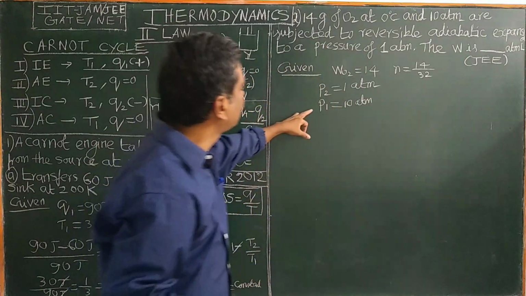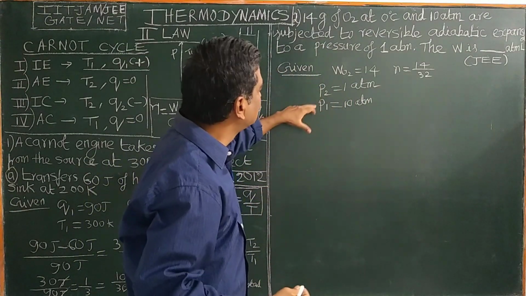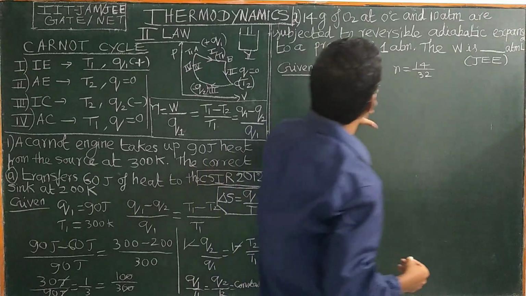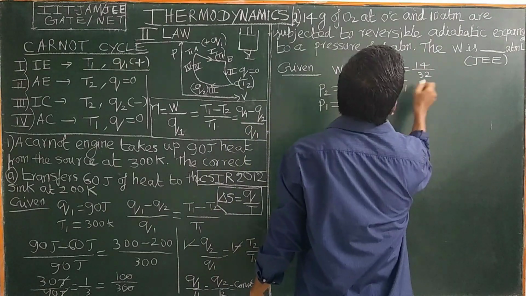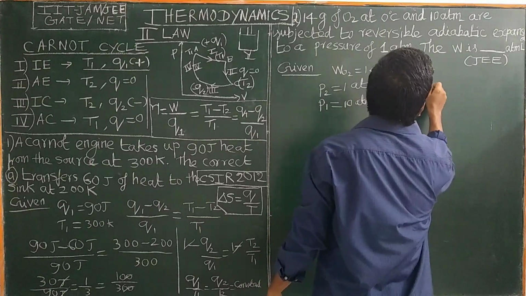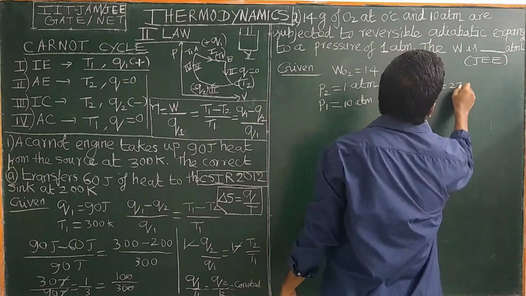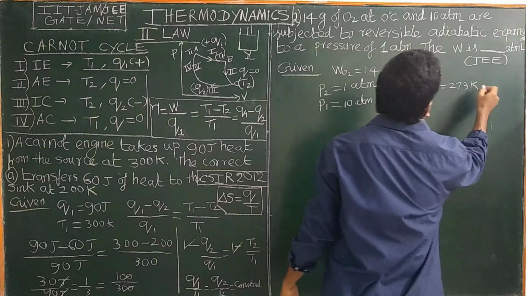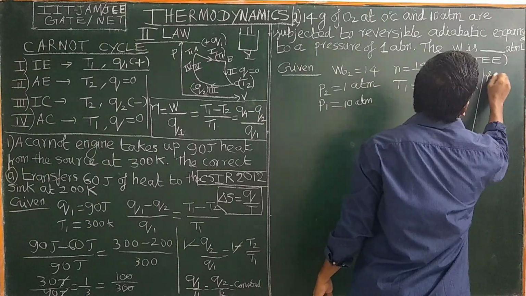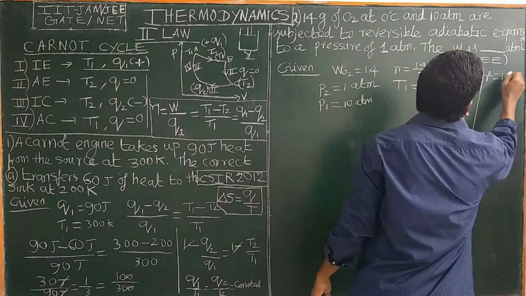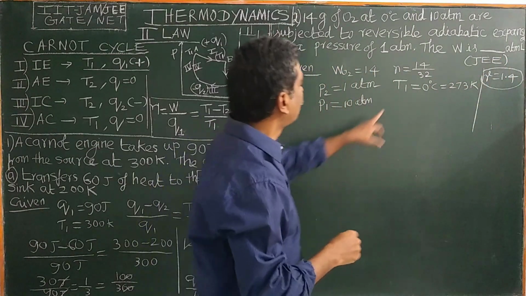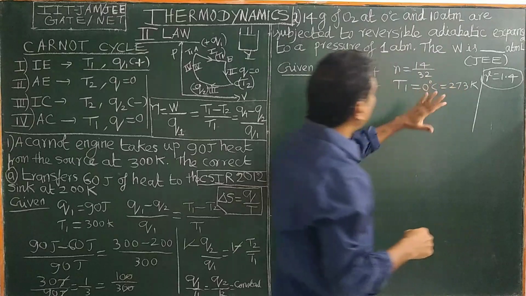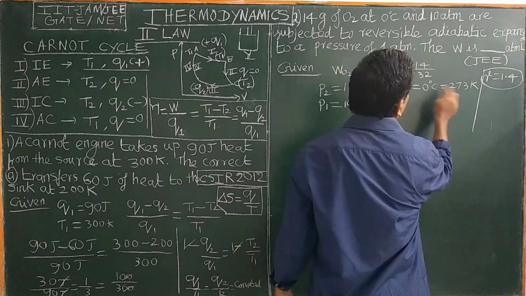During expansion, the pressure decreases from 10 atmosphere to 1 atmosphere. The temperature is at first 0 degrees Celsius, that is equal to 273 Kelvin. They have also given gamma equal to 1.4, the value of gamma is given in the problem. Therefore, T1 is always 0 degree plus 273 Kelvin.